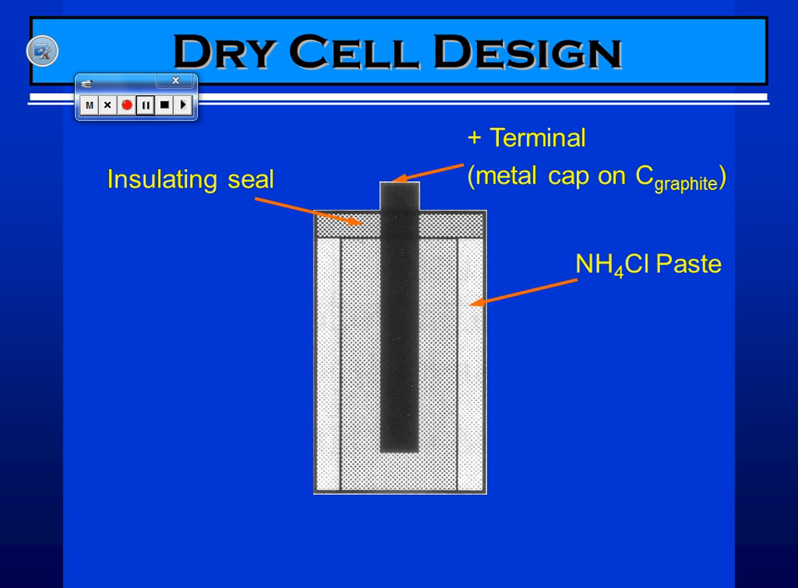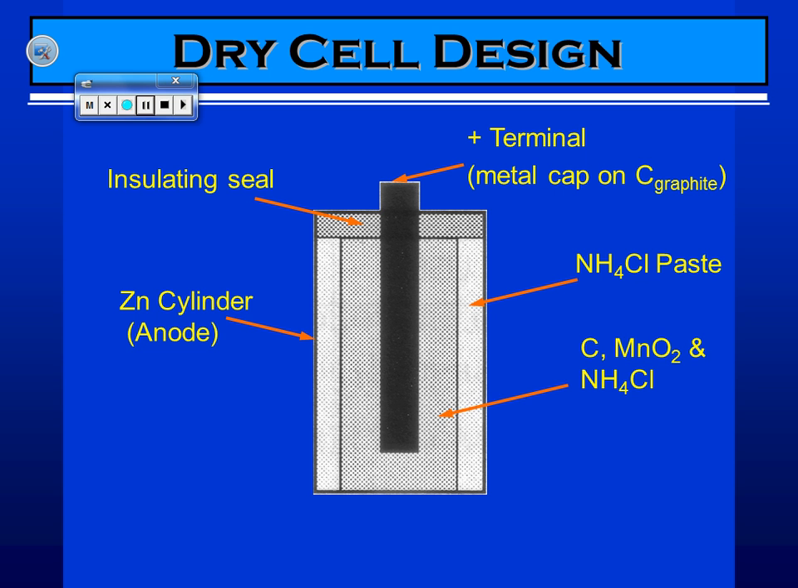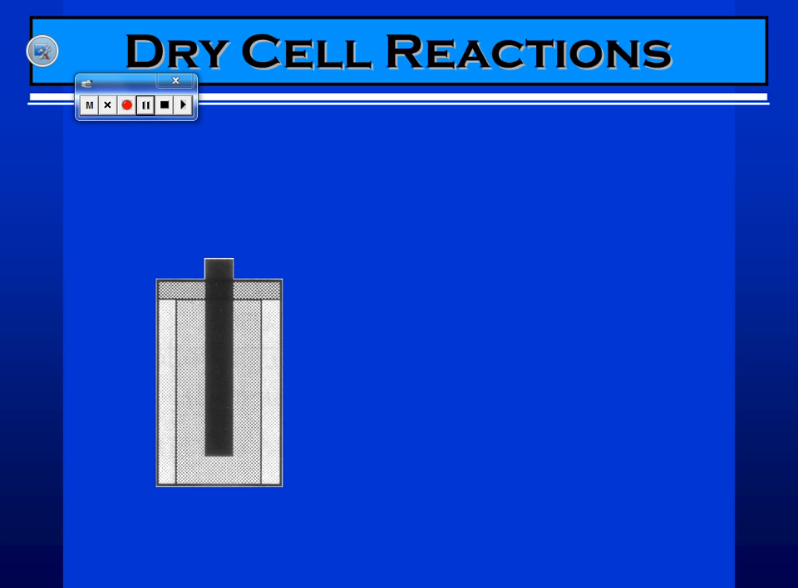You've got an ammonium chloride paste, which acts as one of the reactants in the cell, but also as the electrolyte. You've got a zinc cylinder. The actual casing of the battery or the cell is made of zinc, and that is the anode in the reaction. You've got a mixture of carbon paste, manganese dioxide, and ammonium chloride, which acts as the cathode reactants and also electrolyte. You've got the carbon graphite rod, which acts as the conducting cathode, and you've also got the negative terminal. So it's some quite complicated chemistry inside a dry cell. Let's see how it actually works.